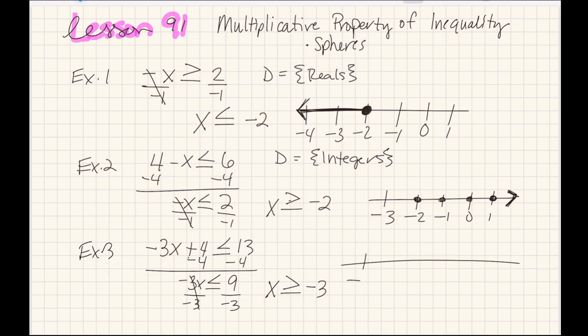I am going to graph this. So I have negative 4, negative 3, negative 2, negative 1, 0, 1. So I'm going to have a closed dot on the negative 3, and it is going to go to the right.